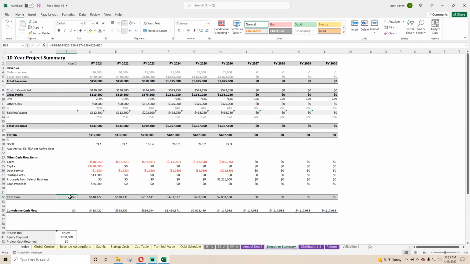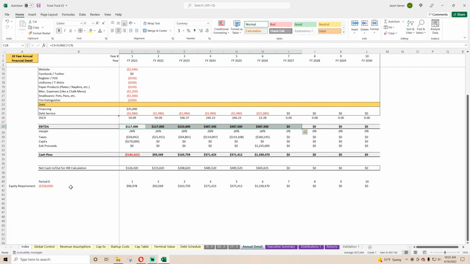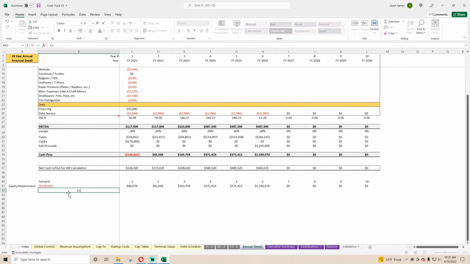Okay, and then cash flow, just EBITDA plus all of this. All right, and then we're at 2,196,000. Where do we end up here? 2,196,000. Let's put cumulative.